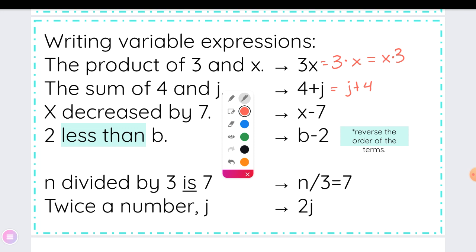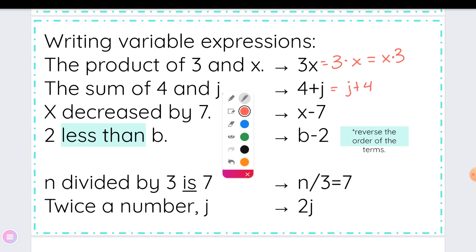X minus 7. Can I do 7 minus x? No. Nope, we cannot flip subtraction, so that's the only way there. And let's look at the words here. X minus 7 says x decreased by 7. So if you knew x, you would decrease it by 7, x minus 7.